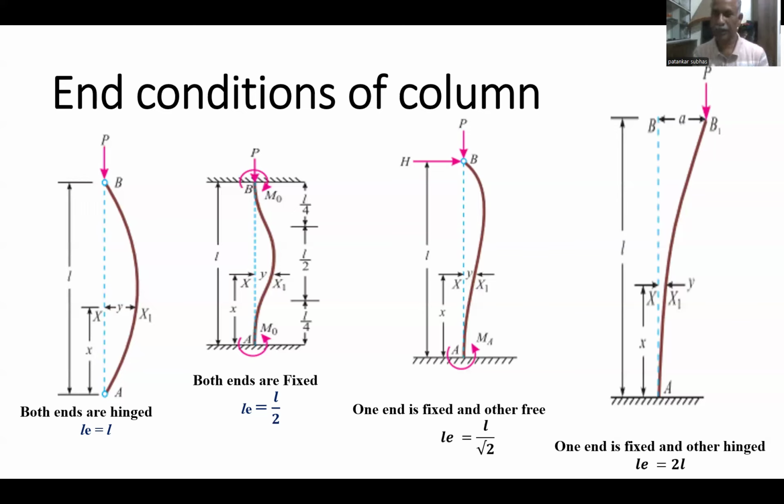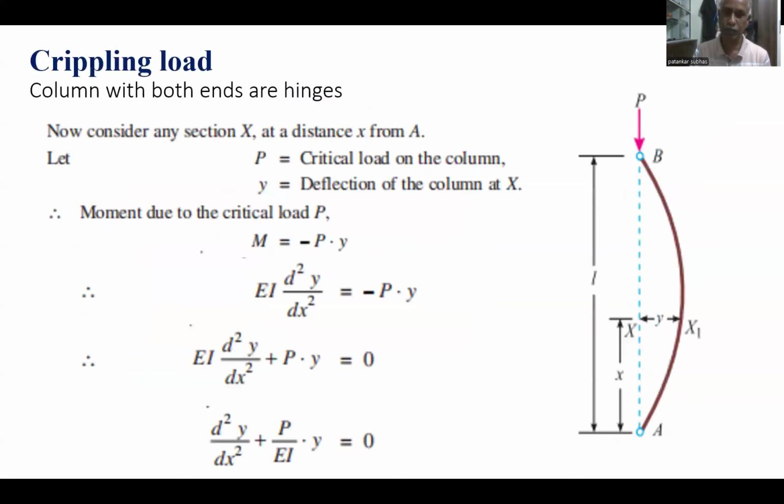Third condition, one end is fixed and the other is hinged. In that case, it is L divided by under root of 2. And the last condition, one end is fixed and the other is free, just like a cantilever. In that case, LE is equal to twice the length, that is twice the height of the column. These are the four conditions.